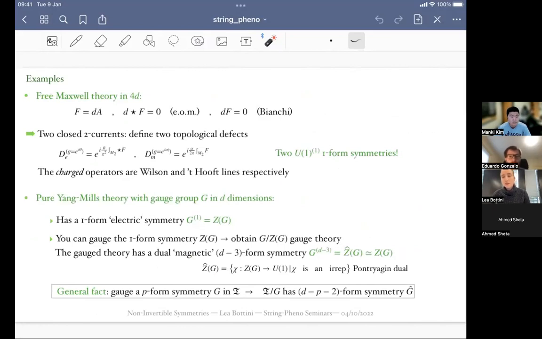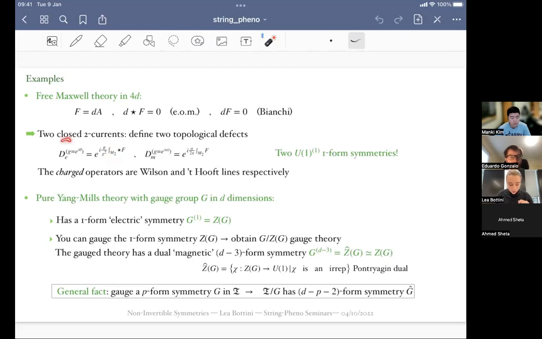Maybe the most immediate example of a theory with this type of symmetries is free Maxwell theory in 4 dimensions. So we have A, which is the gauge potential, and F, which is the field strength. And we know that the field strength satisfies 2 equations. The first one is d star F equal to 0, which is just the equation of motion. And then we also have dF equal to 0, which is the Bianchi identity. But then since we have 2 closed currents, star F and F, we can define 2 topological defects by integrating on an M2 star F and F.